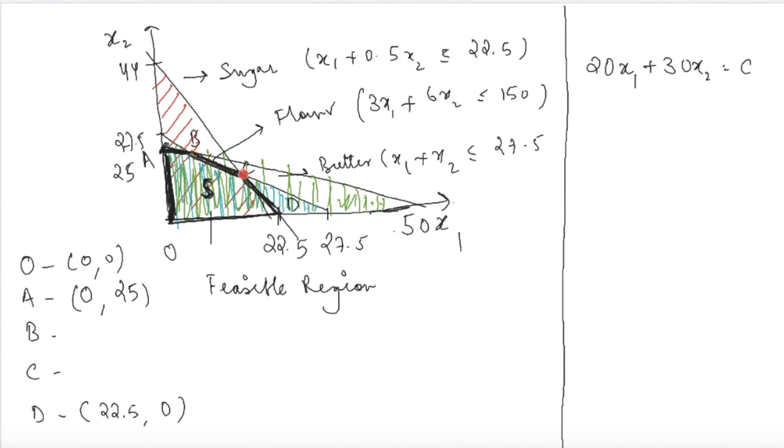Point C will be the intersection of the sugar constraint and the butter constraint. So you will solve these two equations and you will get the value of x1, x2. That will be point C. So you can calculate point B and point C using these two conditions, and then put all of these 5 points in the maximization function, in the objective function, in the criterion function.